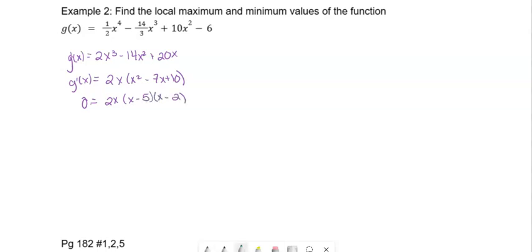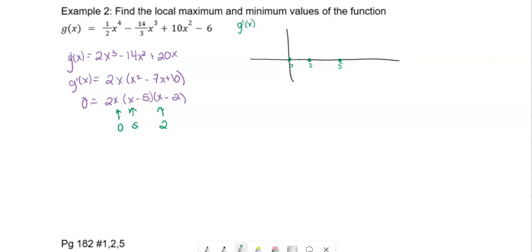Okay, so I've got 3 critical numbers here. If x is 0, this is true. If x is 5, this is true. And if x is 2, this is true. Okay, and this time let's start with the graph. So I know I have a critical number, a 0 value, on the graph of g, the derivative of g of x, at 0, at 2, and at 5.